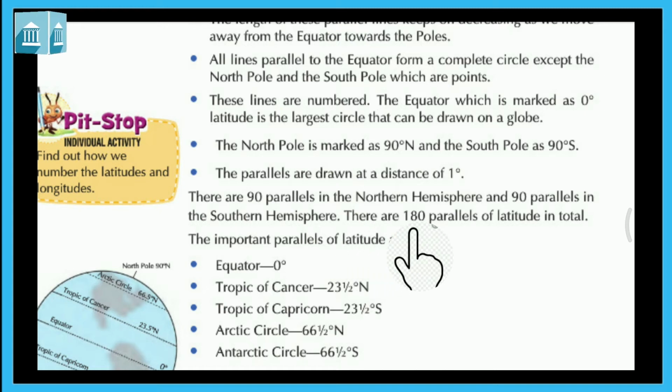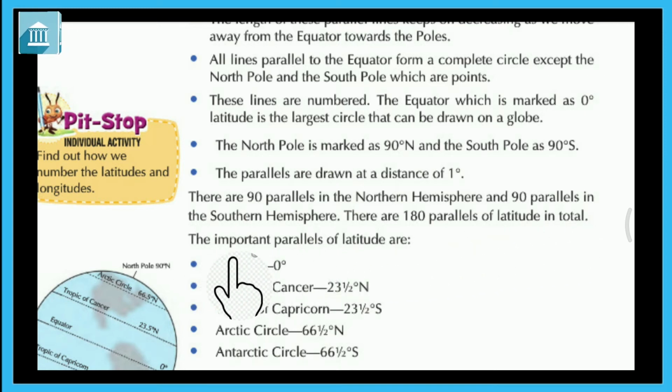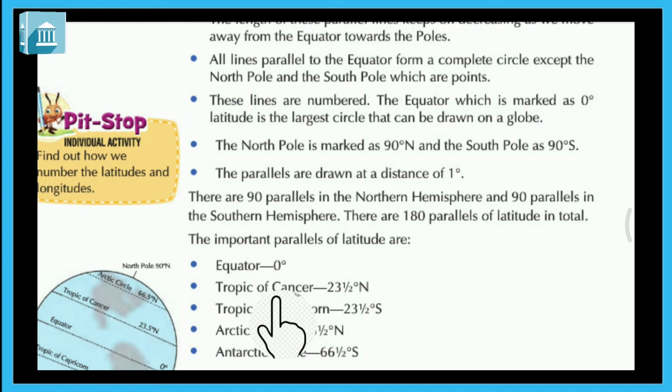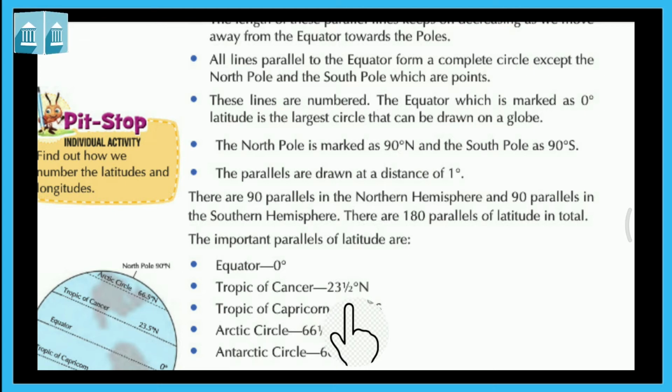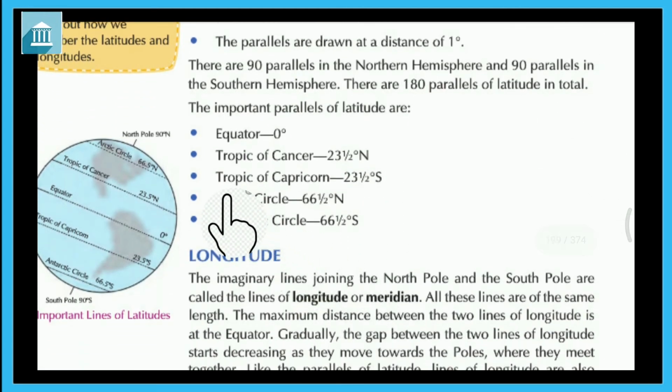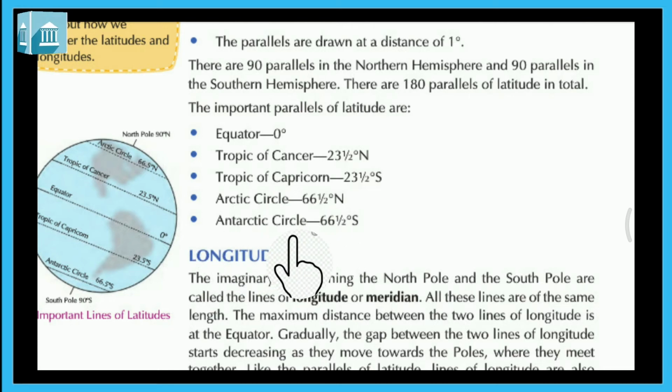There are 180 parallels of latitude in total. The important parallels of latitude are the equator at 0°, Tropic of Cancer at 23.5° north, Tropic of Capricorn at 23.5° south, Arctic Circle at 66.5° north, and Antarctic Circle at 66.5° south.